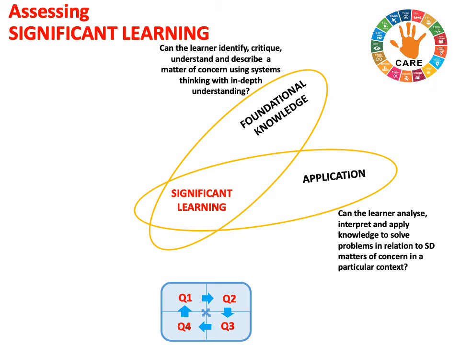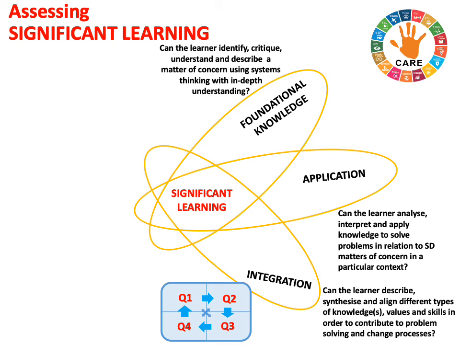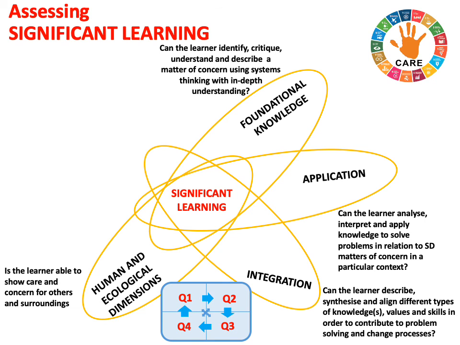And then, can the learner analyze, interpret, and apply knowledge to solve problems in relation to sustainable development matters of concern in a particular context? And that's the foundational knowledge and application. Then they go further and say, can the learner describe, synthesize, and align different types of knowledge, like heritage knowledge, looking at their valuing and the skills that they've got in order to contribute? So here the agency of being able to contribute to problem solving and change processes.